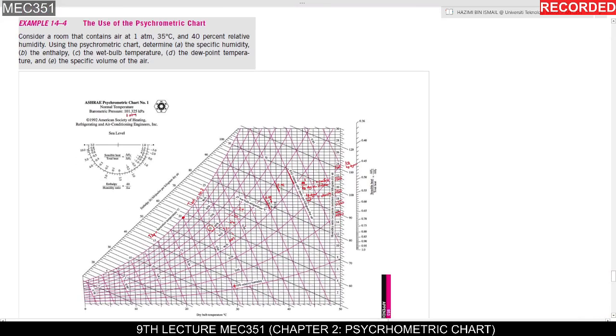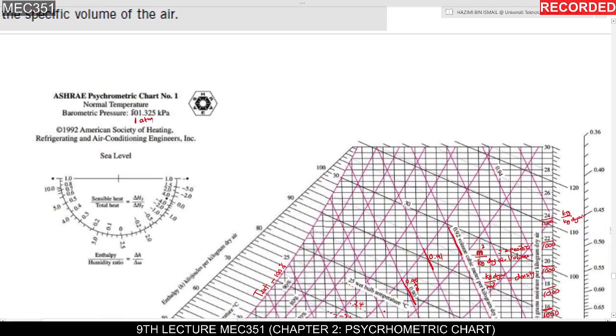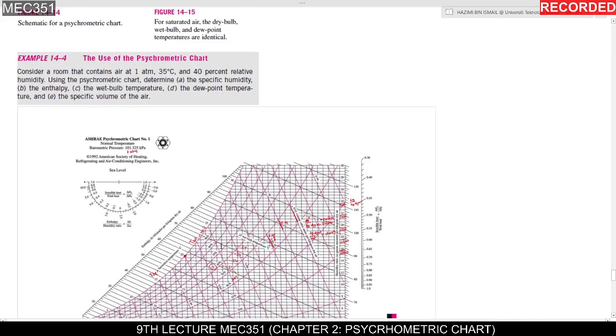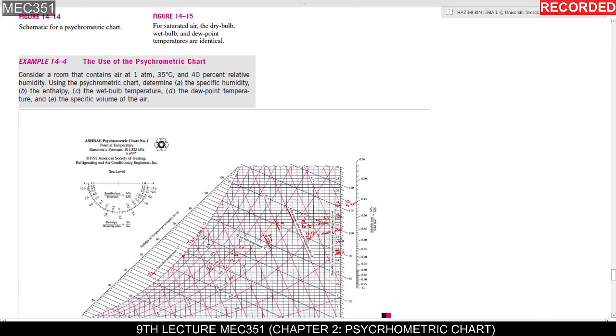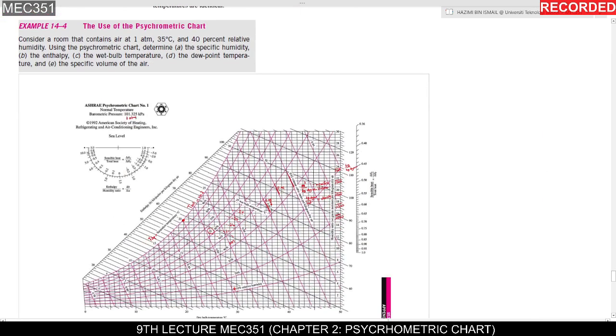So if in our test the question asks, let's say the atmospheric pressure in the question is 101, or maybe I put 100 kPa, still slightly lower, but it can be negligible, you can use this psychrometric chart, and you can also use the equation. So it depends on you how to solve the problem.